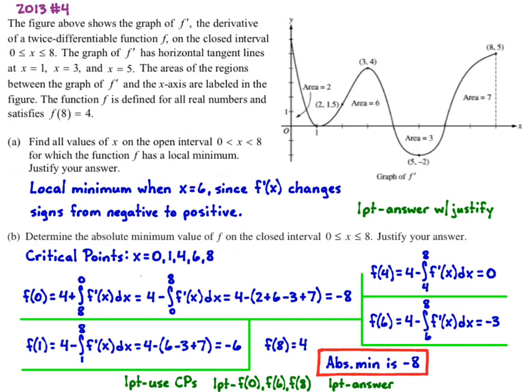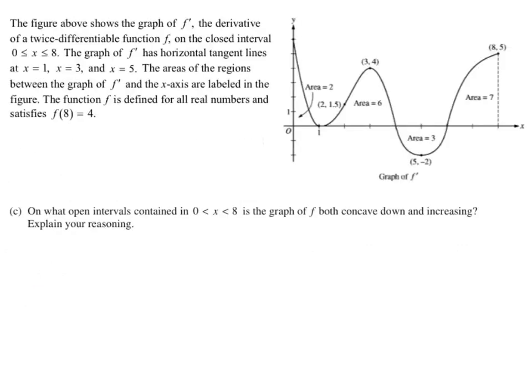Alright, so that's part B. Let's go ahead and take a look at part C. It says, on what open interval contained in 0 to 8 is the graph of f both concave down and increasing? Well, we have to go through our interpretation, and this is where the chart is really handy.